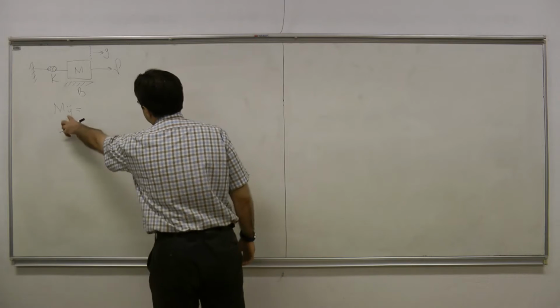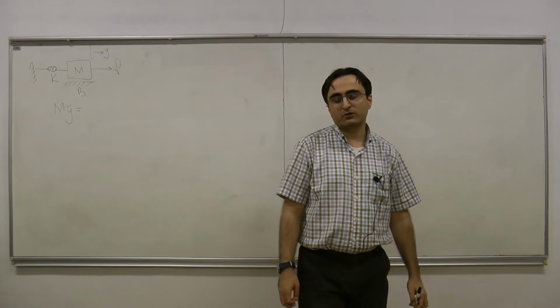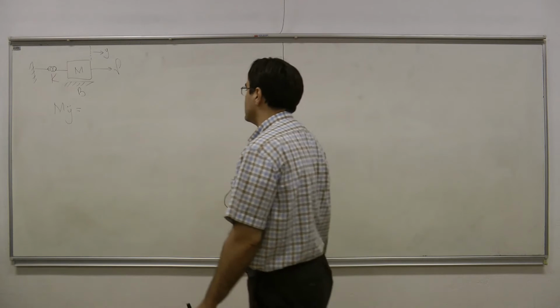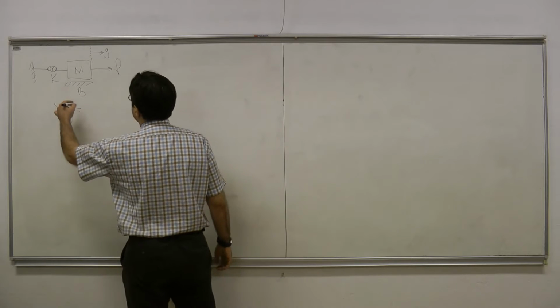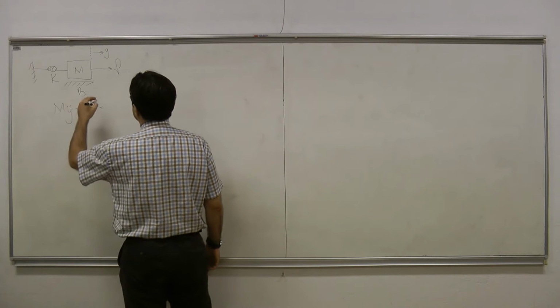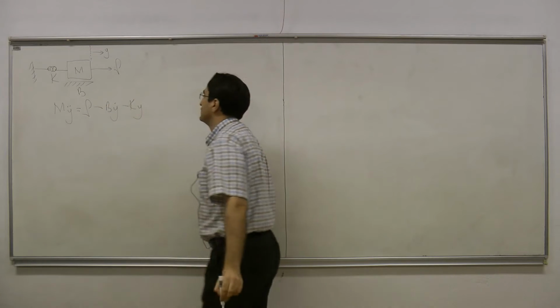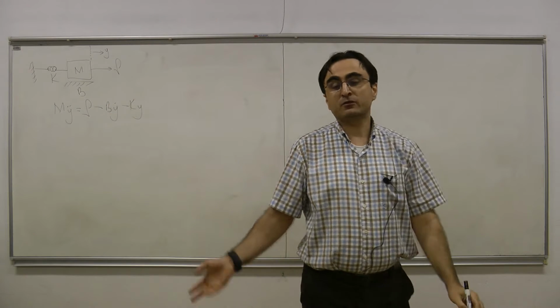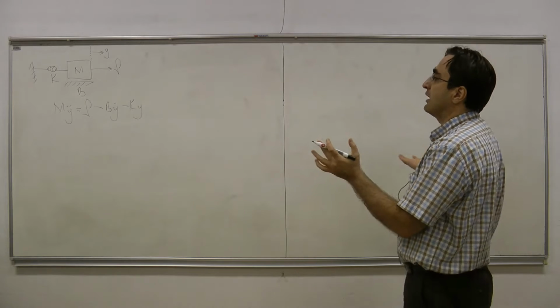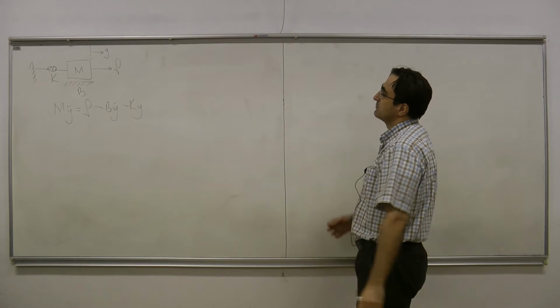So it is m times y double dot is going to be the net force applied onto the mass, which is Newton's second law. And I have here F minus B times y dot minus K times y. This is called the differential equation representation of this system.